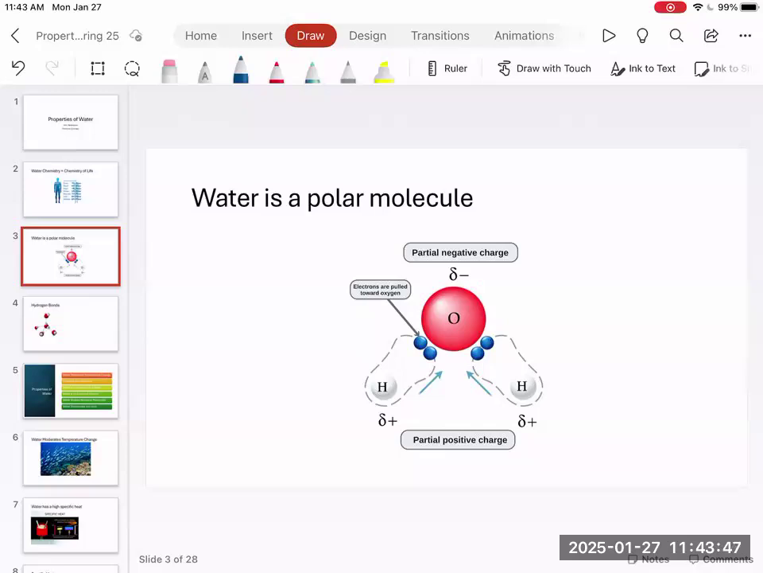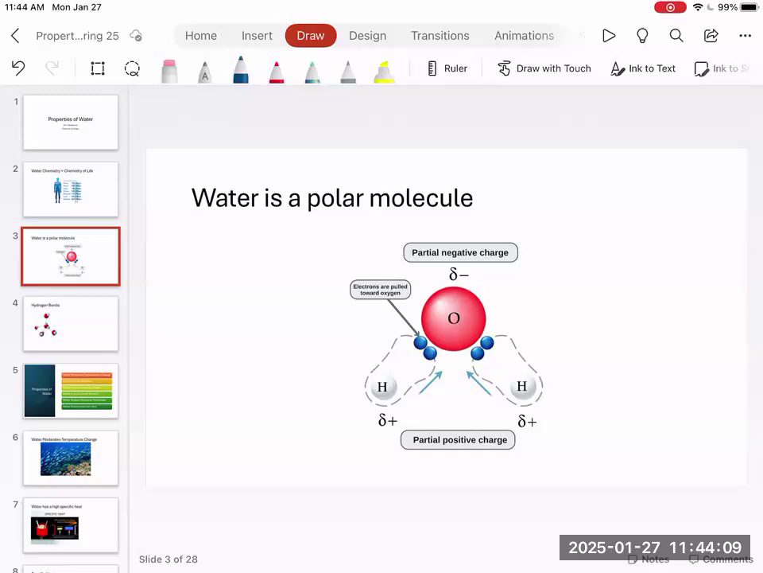So you might have already watched a separate lecture on hydrogen bonds. If not, you might need to go back and watch that to really understand how water molecules connect to each other through hydrogen bonding. It's important to realize that in each water molecule, the two hydrogens are actually bonded to the oxygen by covalent bonds.